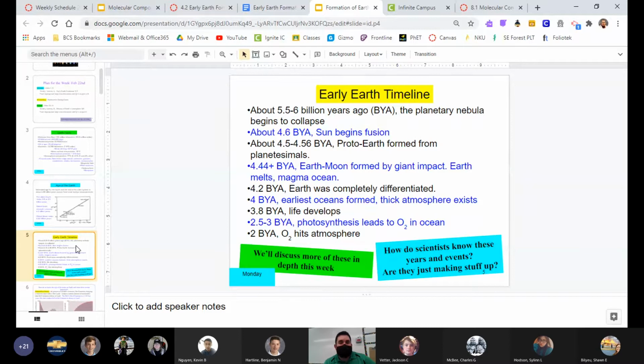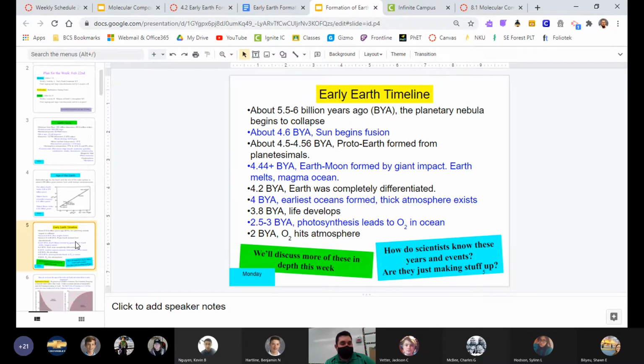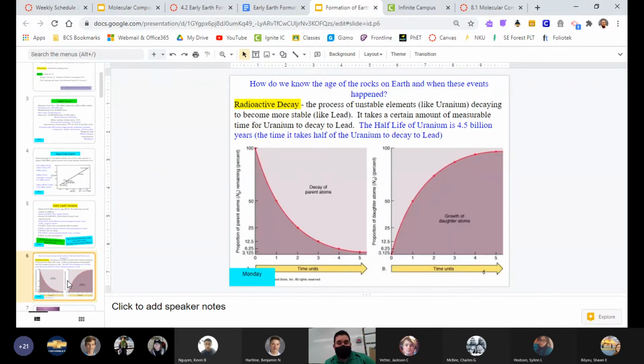But the main question we want to focus on today is how do scientists know these events? How do they know these years? Okay. Are they just making stuff up? Of course, the answer is no. They're not just making stuff up. So how do we know the age of rocks on Earth and when these events happen?